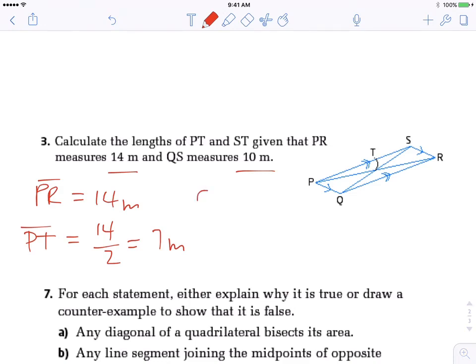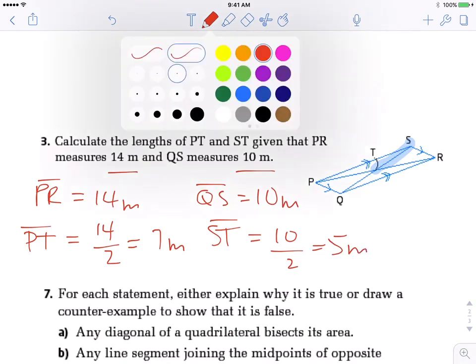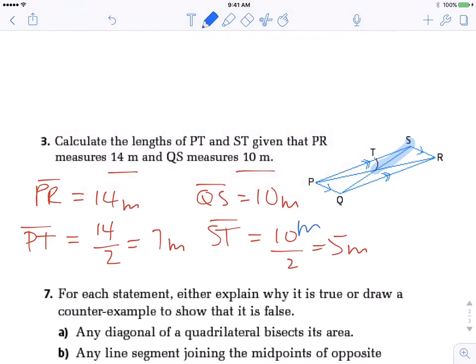And then we're told that QS is equal to 10 meters, and so if QS is equal to 10, then ST in this case, which would be right here, just S to the middle, line ST is going to equal 10 divided by 2, which is 5 meters. You'll notice that I didn't write meters right over here, or in here, right there. The reason is because we don't want to write that in the actual calculation. At the end is fine as the final answer, but we don't write that in the actual calculation.